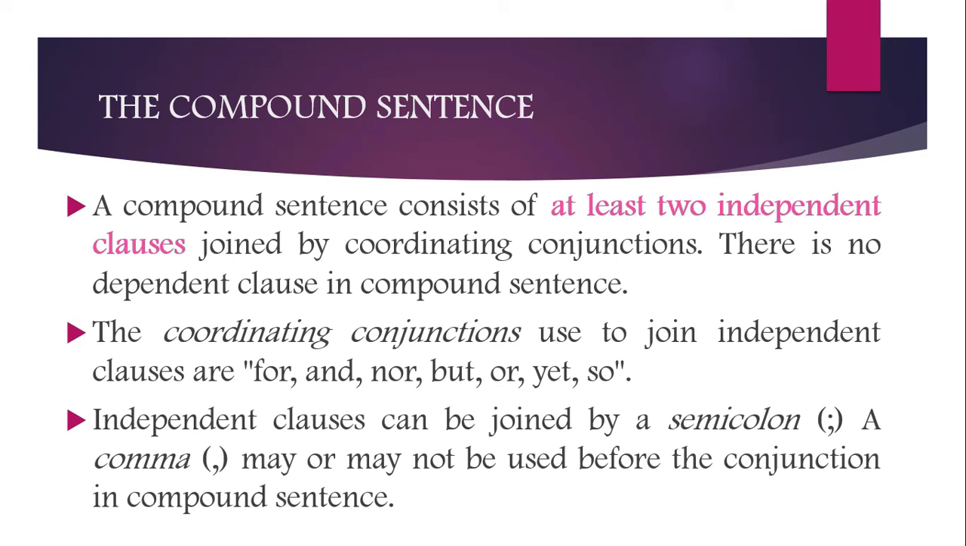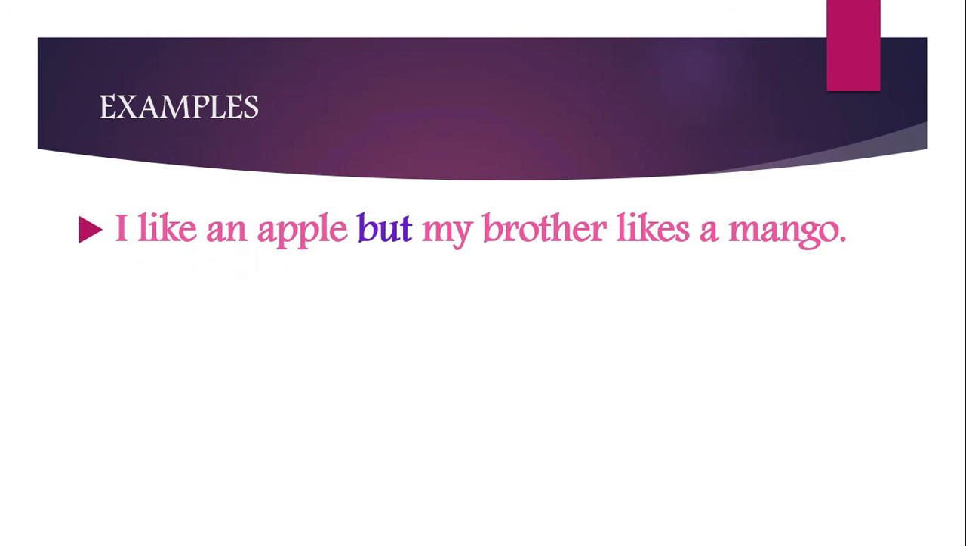The compound sentence. A compound sentence consists of at least two independent clauses joined by coordinating conjunctions, and the same as the simple sentence, the compound sentence has no dependent clause. The coordinating conjunctions used to join independent clauses are for, and, nor, but, or, yet, so, also known as FANBOYS. Independent clauses can also be joined by a semicolon. A comma may or may not be used before the conjunction in a compound sentence.